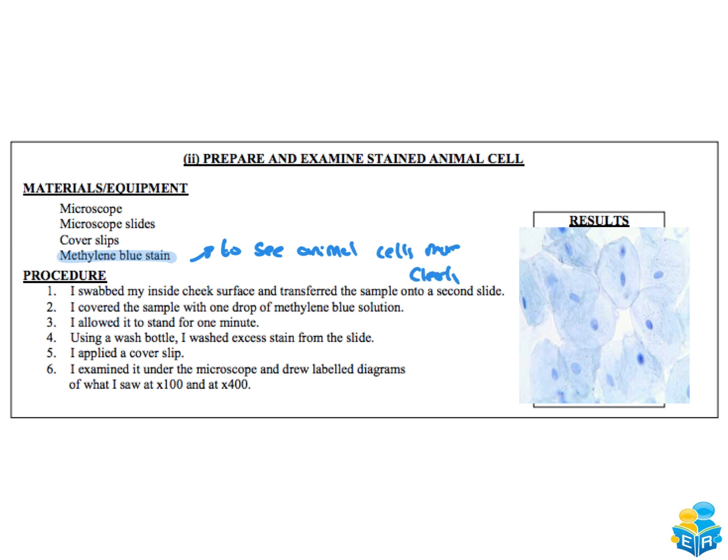And it is really important that you know the name of that stain, because that question comes up all of the time. So another question that comes up is, what did you use as your animal cell, or how did you obtain your sample of animal cells? And that's what it says here. So I swabbed the inside cheek surface and transferred the sample onto a slide. So you got a cotton bud, you swabbed the inside of your cheek surface for a couple of seconds, and then you transferred the sample onto a slide.